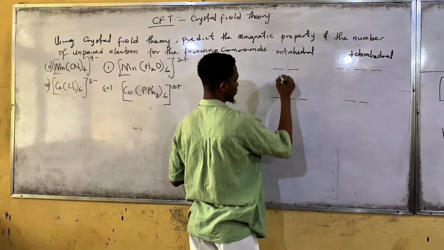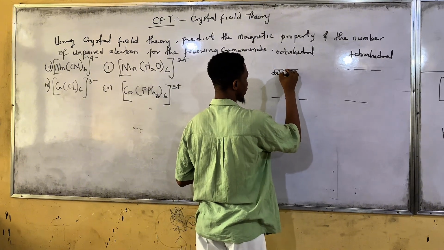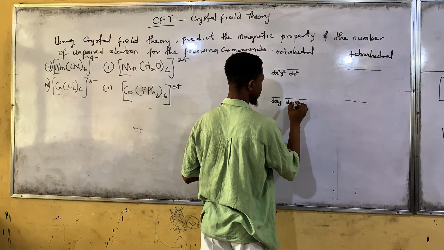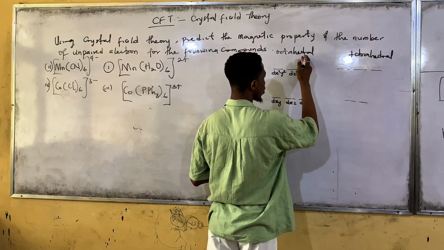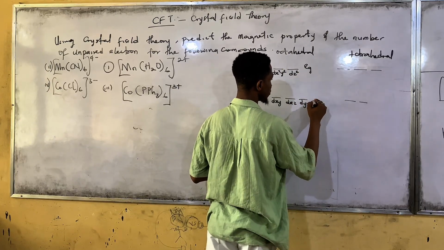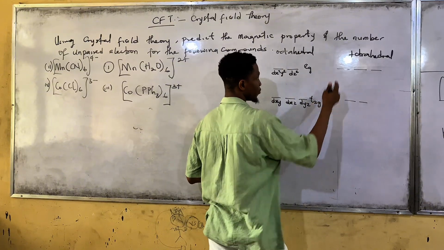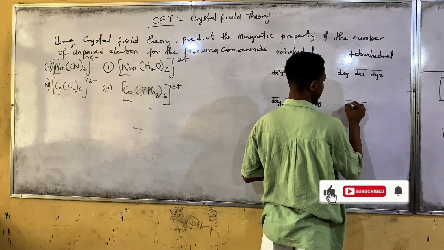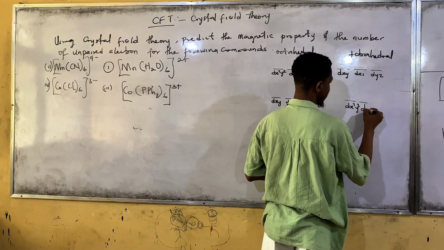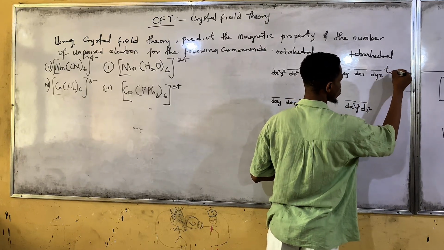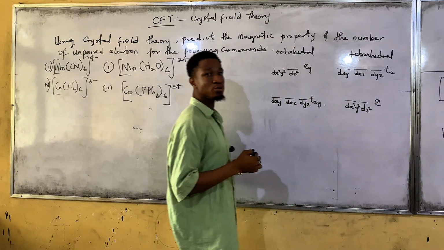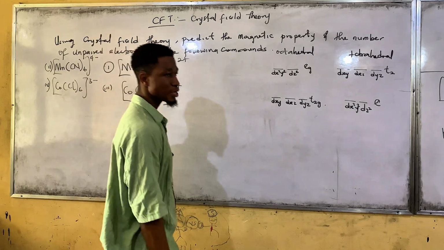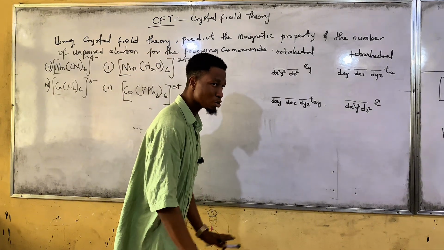Now for the octahedral complex, here is the x square to y square and the z square. Here is the xy, this is the xz and the yz. This up here is called the EG, this down is called the T2G. For tetrahedra, this is the dxy, the xz, the yz, the x square to y square and the z square. Here is called the T2, while this is called the E. They don't put G for tetrahedra, but you put the G for octahedra.